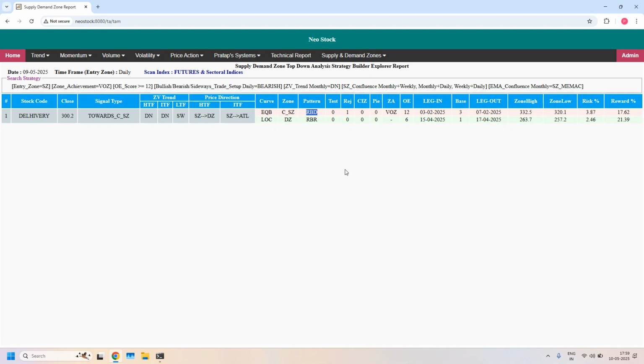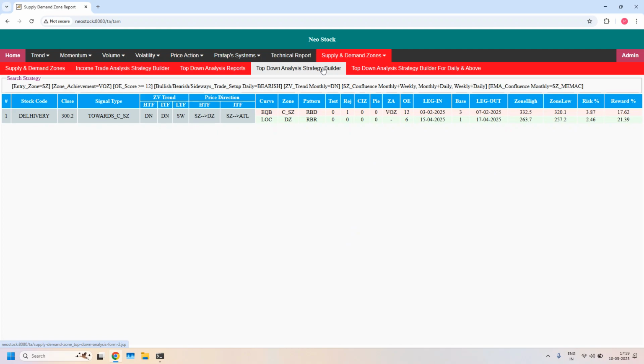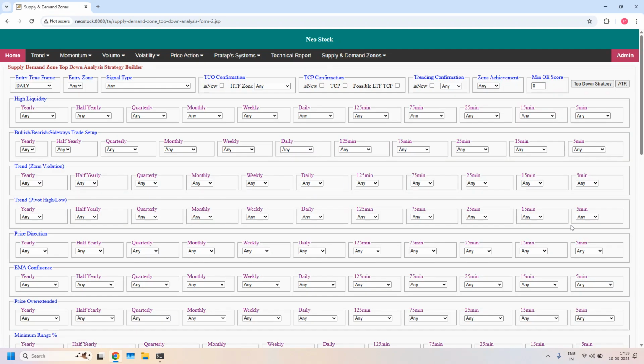Next we will look into weekly income trade, bearish, bullish and sideways trade setups. For sideways trade setup, long trade in the weekly income trade, entry time frame 75 minutes, entry zone, demand zone. In bullish, bearish or sideways trade setups, at 75 minutes I am selecting sideways long. Zone achievement violated opposing zone. Minimum odd enhancer score 12.